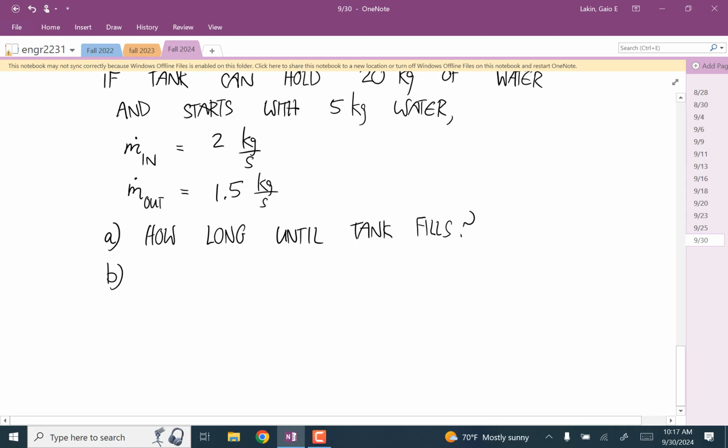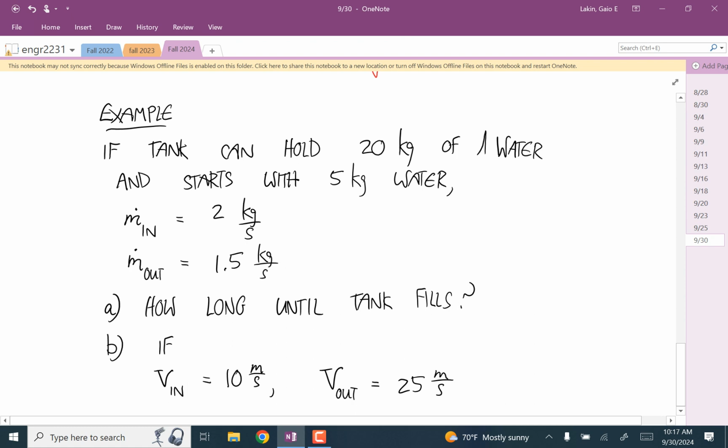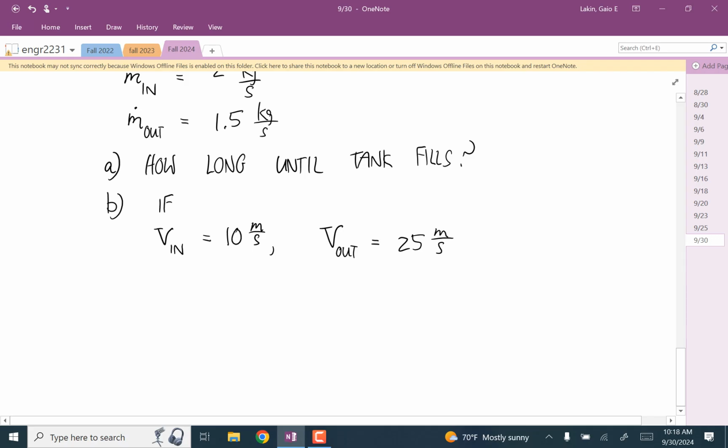And second, if the average speed of water flowing in is 10 meters per second, and the average flowing out is 25 meters per second, and we're going to assume that this is liquid water, what are the areas of the inlet and the exit?